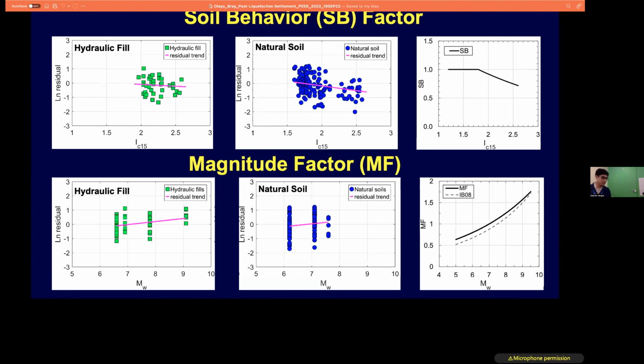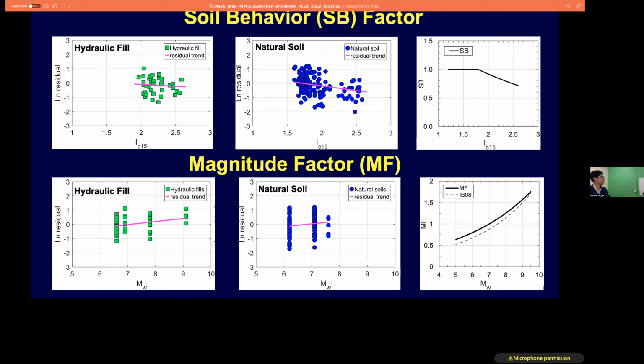Then, we didn't expect our lab-based model to capture all the case histories 100% of the time. So we analyzed the residuals and we see different trends in the data. Two important ones are the trend that we observe for hydraulic fills and natural fills in terms of the soil compressibility represented by I sub C. So we are proposing to include a soil behavior factor. The effect is that this factor reduces the amount of settlement as the site is more compressible, indicated by higher I sub C values. We're using I sub C 15, which is the average over the first 15 meters in the soil profile.